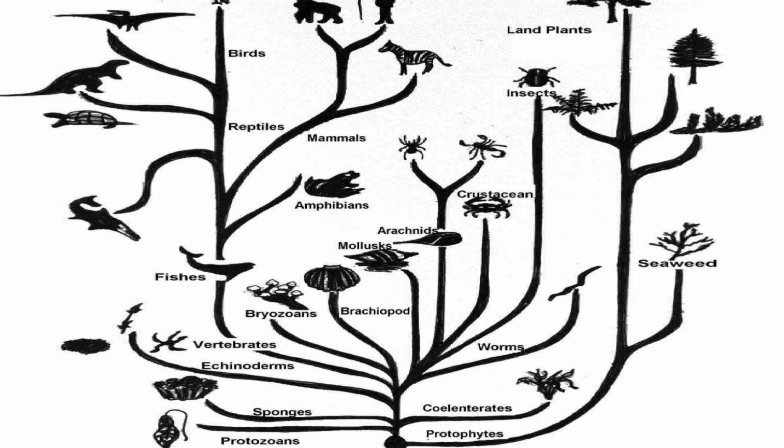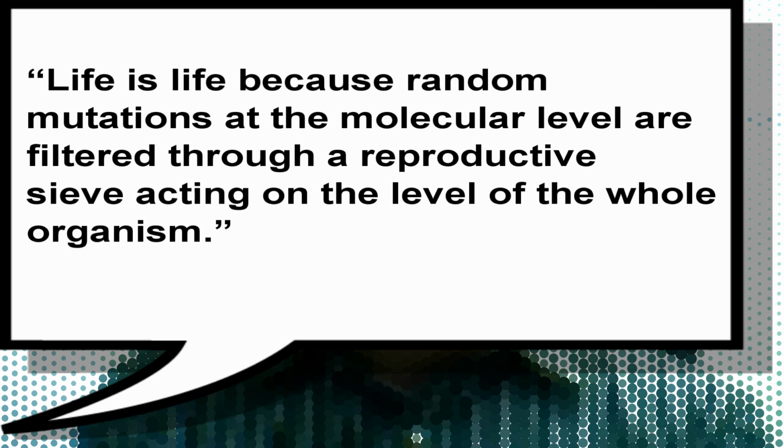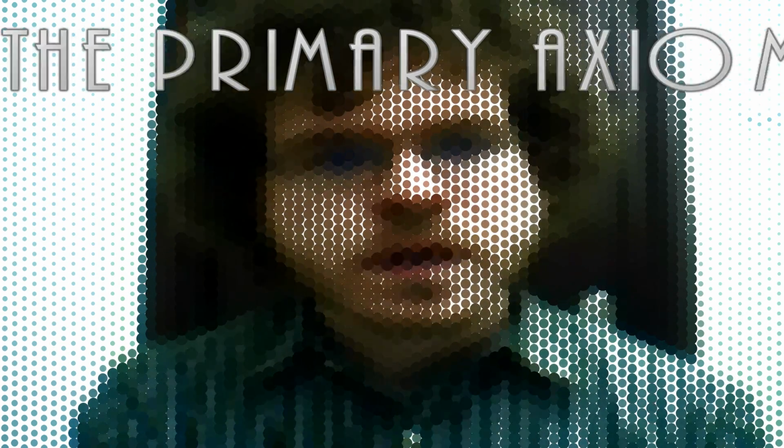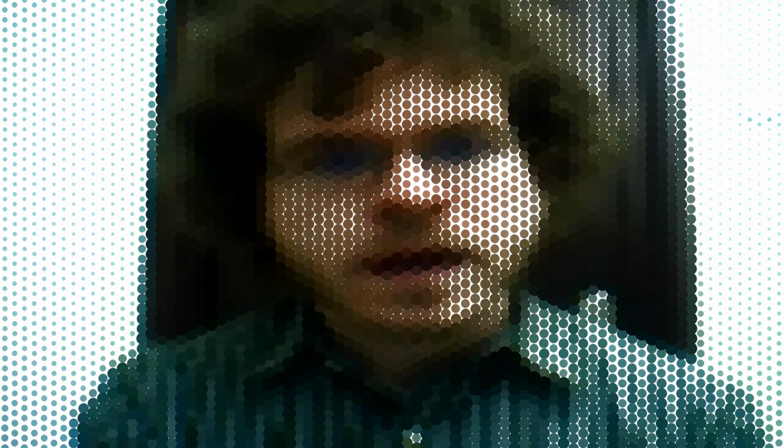The popularly held answer to this question comes to us via neo-Darwinism. As renowned plant geneticist Dr. J.C. Sanford puts it, life is life because random mutations at the molecular level are filtered through a reproductive sieve acting on the level of the whole organism. This is what he calls the primary axiom of biological evolution. An axiom here refers to a concept that is not testable and is accepted by faith because it seems obviously true to all reasonable parties.